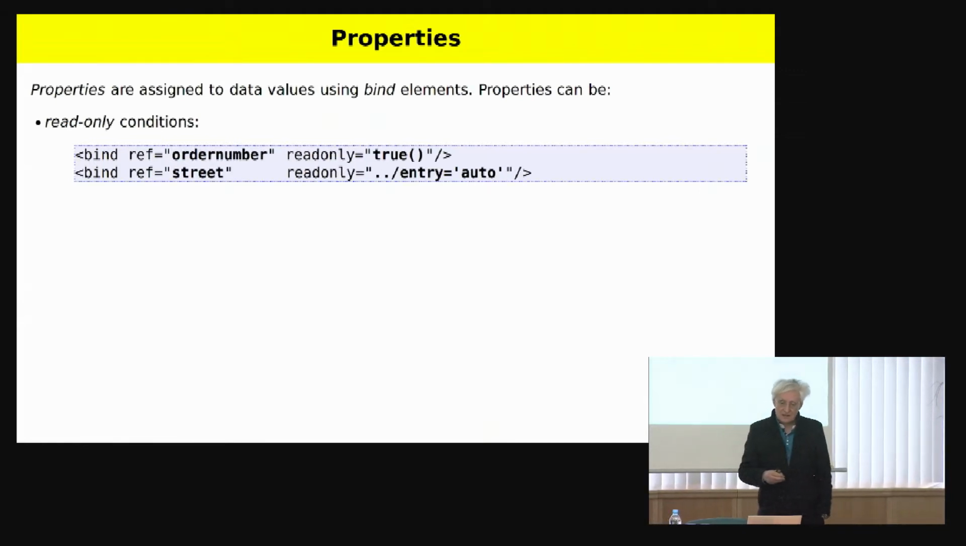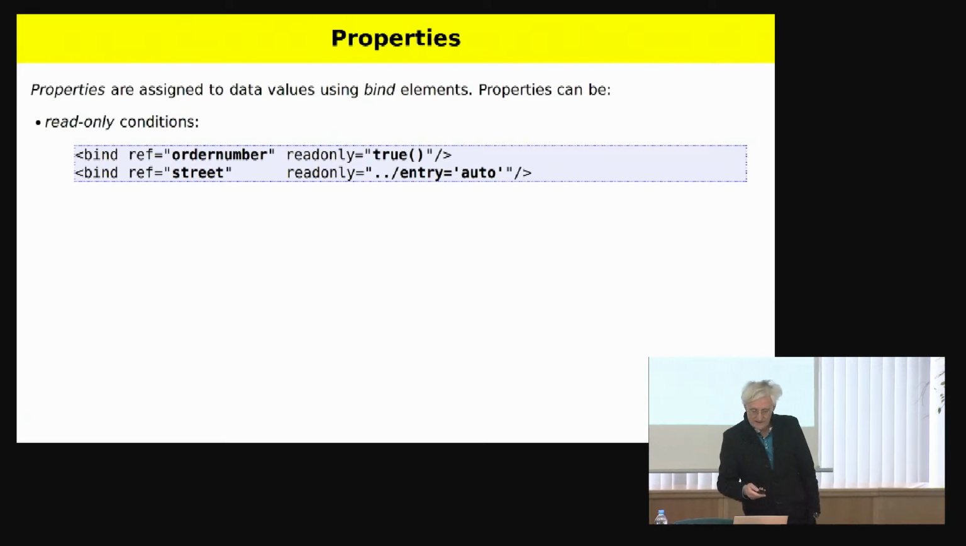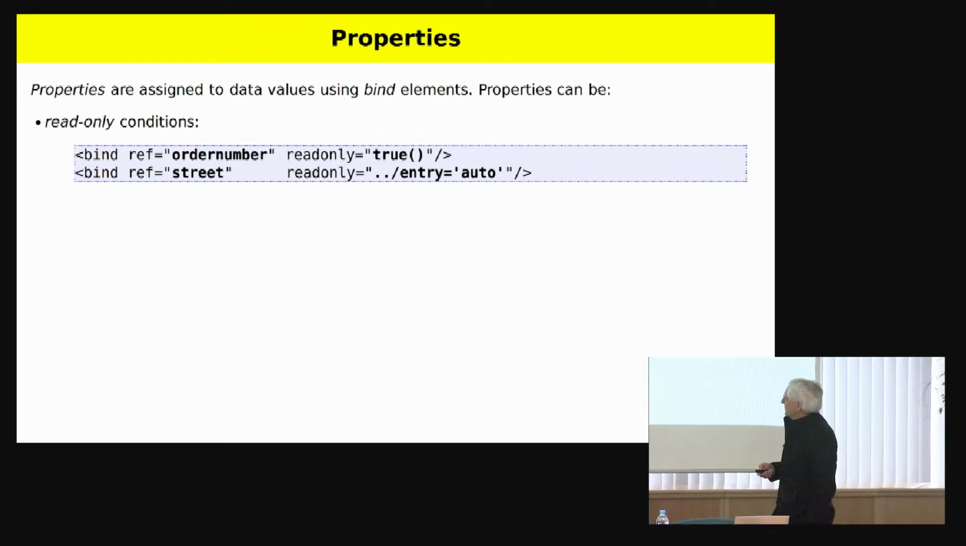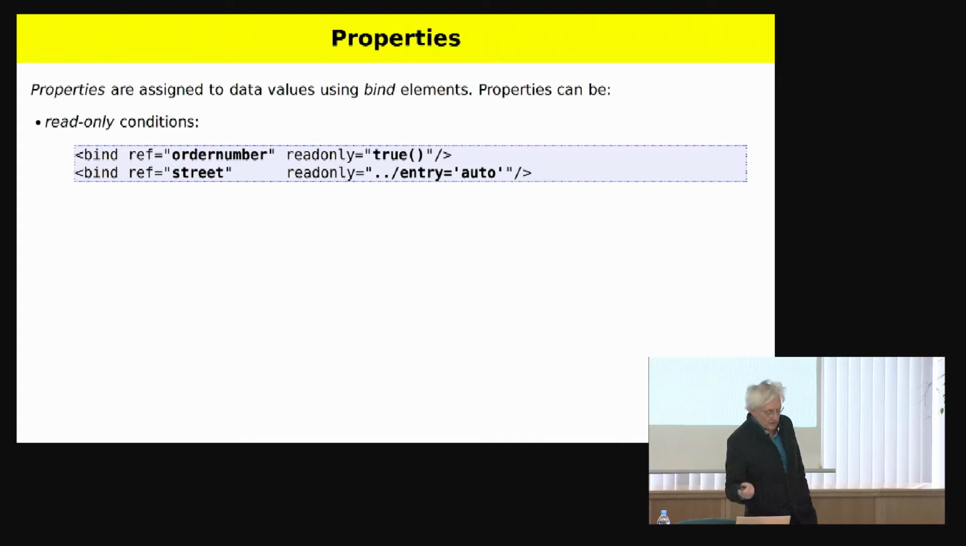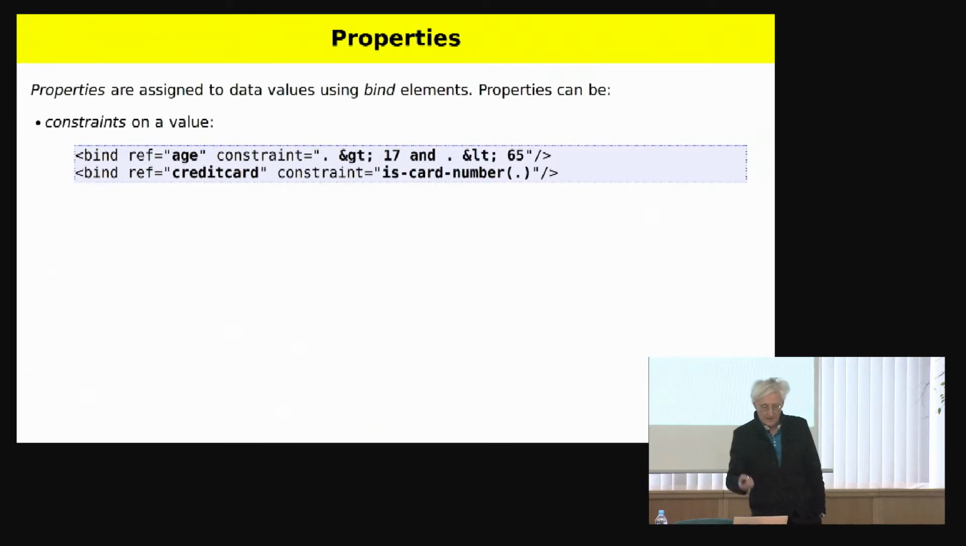Read-only conditions. Again, you might say that the order number which you've read in is always read-only, but you might allow the street to be changed under certain conditions. For instance, the street name might have been filled in automatically, but if you select manual, then you're allowed to change it.